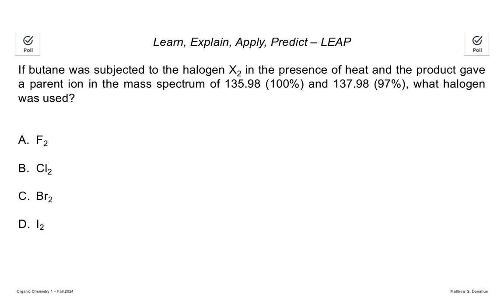To give you the context of building up from an alkane to where we're at now, we'll start with a couple questions to put this mechanism into context. We're going to start with butane and treat it with some halogen X in the presence of heat to give some product.